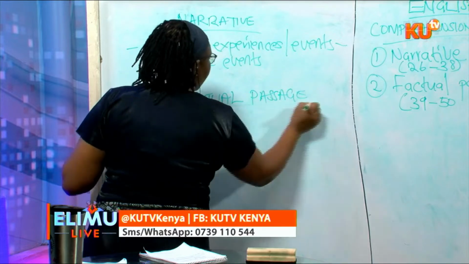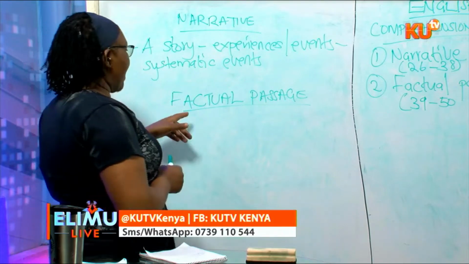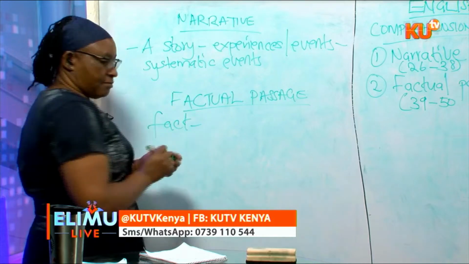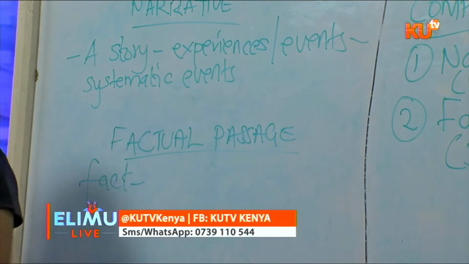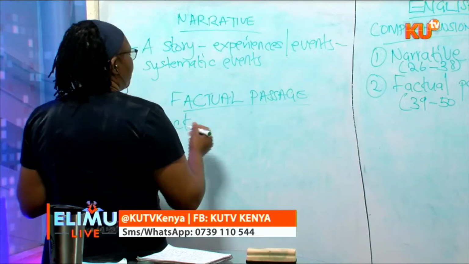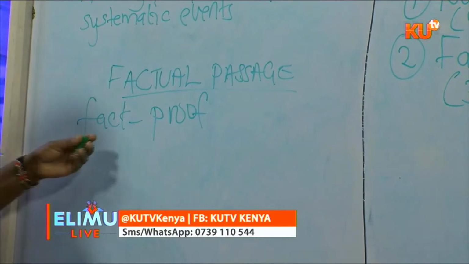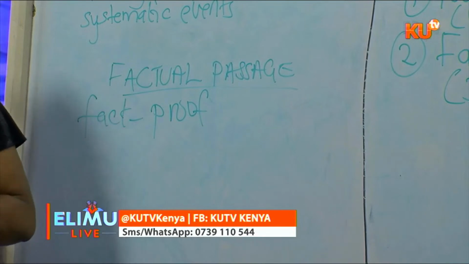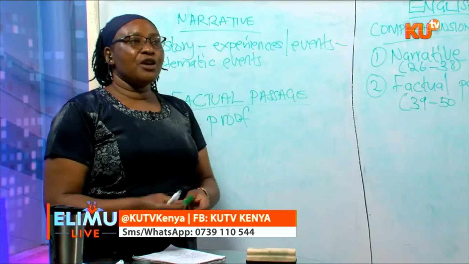The factual passage, emanating from the name fact. Now, it is based on facts, things that happen, things that can be proven. So you can prove. You have a proof of the facts. So the factual passages or the factual story is based on facts and experiences also that can be proven.